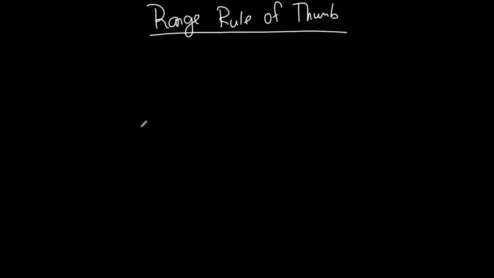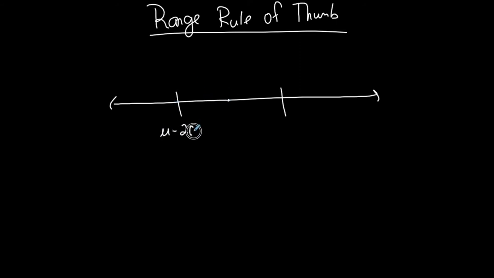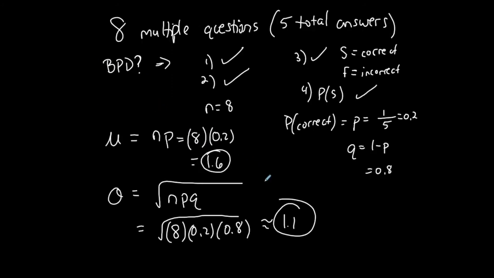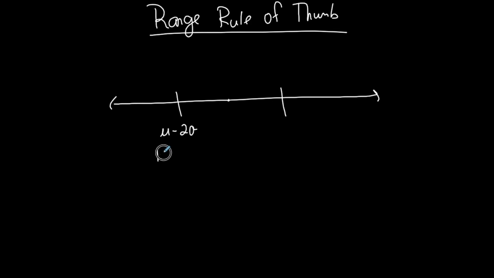Think about this again. This is going to pop up for you guys. The range rule of thumb also applies here. What are my significantly high, significantly low, and non-significant scenarios? So the mean is in the center. For 2 standard deviations below the mean, you take the mean and subtract 2 standard deviations, which in this case is 1.6 minus 2 times 1.1. We'll deal with that after.